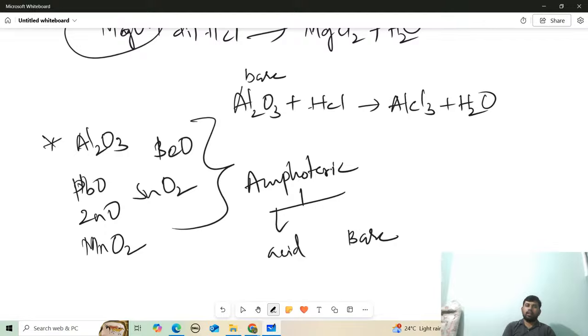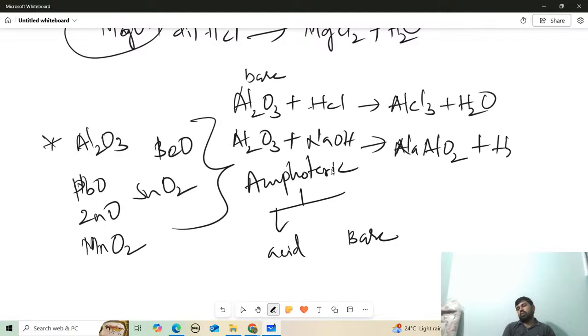Similarly, if I take the same Al2O3 plus NaOH, it gives rise to sodium aluminate, NaAlO2 plus H2O. Okay, this is also salt and water, like an acid. Okay, now come to the non-metal oxides.